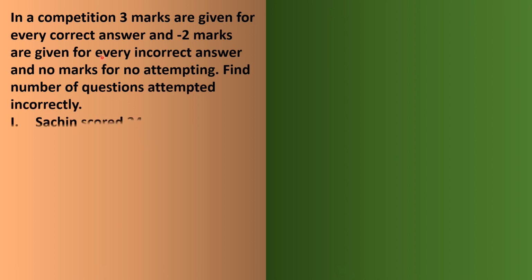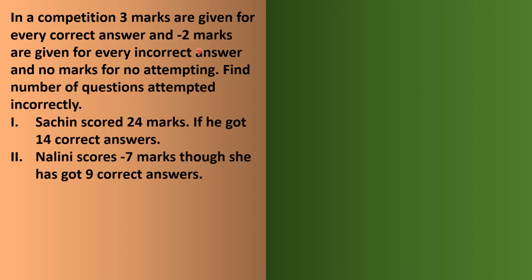Let us solve one more question related to the marking of competitive exams. Here is a question. In a competition, 3 marks are given for every correct answer and minus 2 marks are given for every incorrect answer and no marks for not attempting. Find the number of questions attempted incorrectly. Here scores are given to you, but you need to find the number of questions attempted incorrectly.